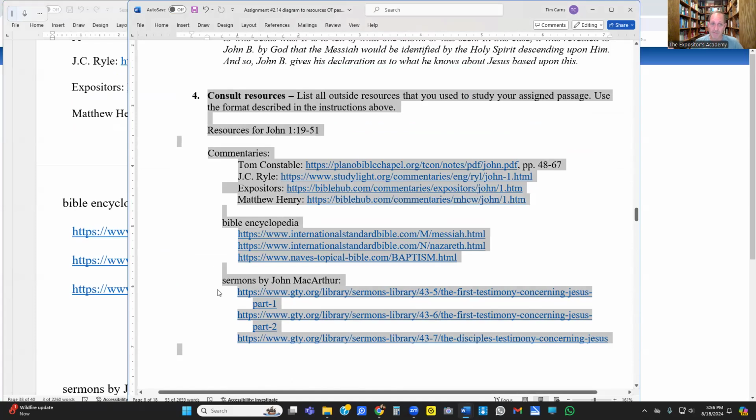Now, for your study of the passage, don't just look at the resource and say, okay, here's a resource. Actually read through the resource. Study it, get the information from it, anything that you found helpful. Take notes for yourself, and then you can use that to help you better understand the passage. But for the assignment, all I want you to do is just tell me what resources you used.